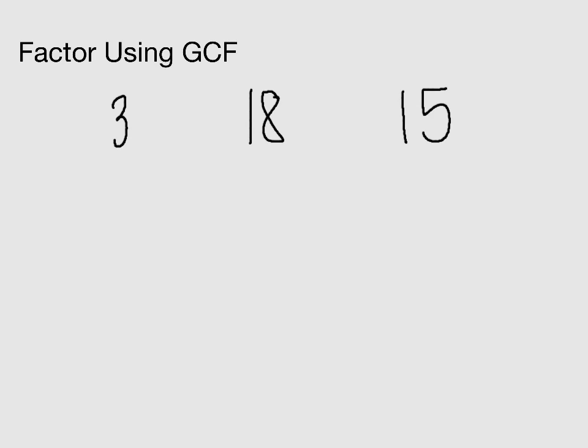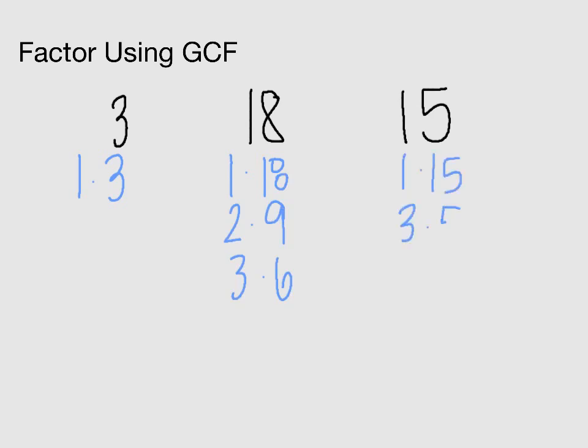The factors of 3 are 1 and 3. Factors of 18 are 1 and 18, 2 and 9, and 3 and 6. And the factors of 15 are 1 and 15, and 3 and 5. Now in order to find the greatest common factor, I'm going to find the greatest number that they all have in common. They have a 3, and a 3, which is the greatest number. So the greatest common factor of these three numbers is 3.